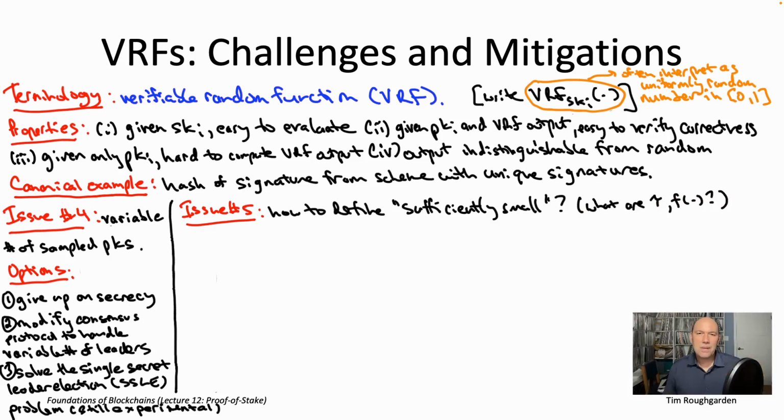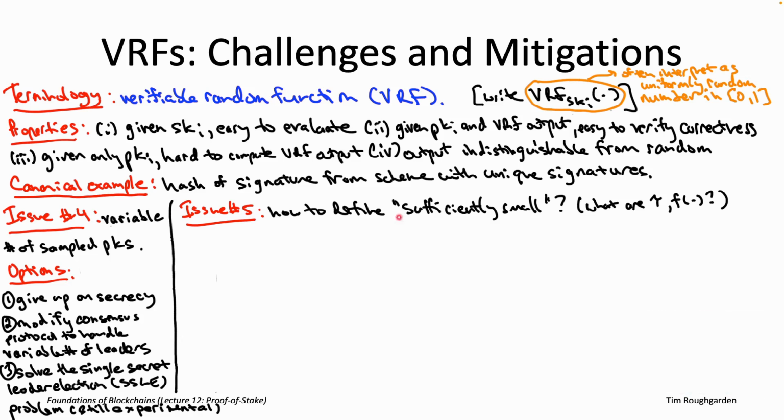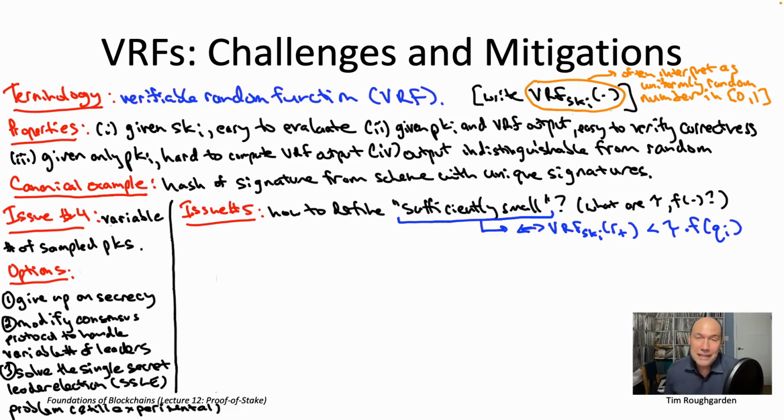All right, so let's just copy down that blue inequality here on this slide using our VRF notation. So the first thing to remember is that we really do need some function little f of the stake Q sub i on the right-hand side of this inequality, right? Because what are we trying to do? We're trying to sample public keys with probability proportional to the corresponding stake, probability proportional to Q sub i.